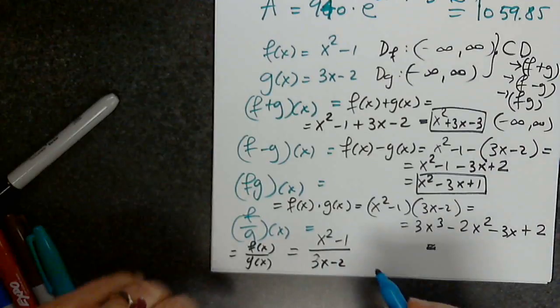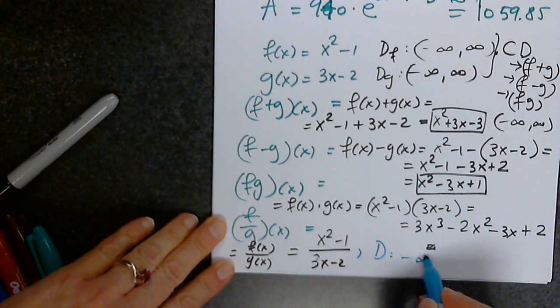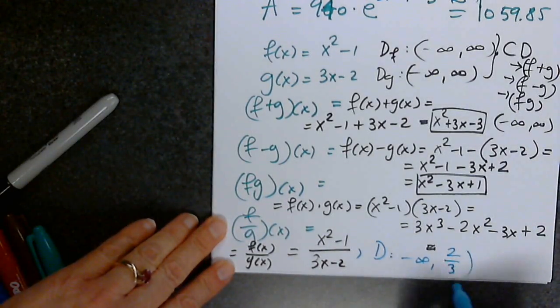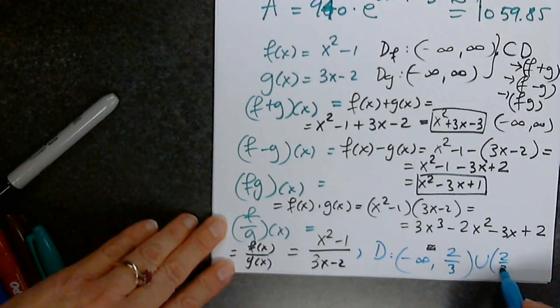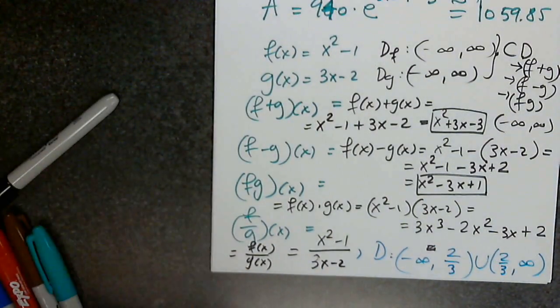Exactly. So here the domain will be negative infinity to 2/3 union 2/3 to infinity.